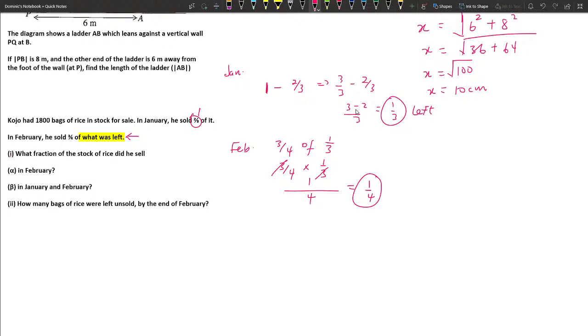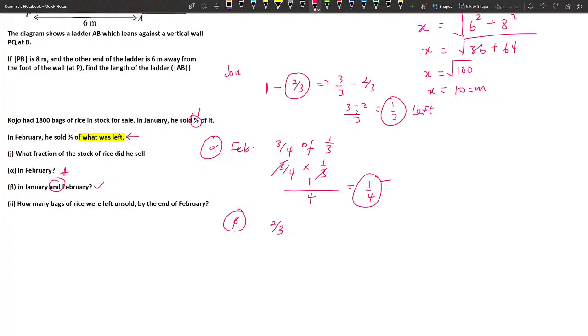Now they are saying we should find the fraction of what was sold in February. We've done that. The next one, they are saying that we should find the fraction of rice that was sold in January and February. You are joining the two. So this was what was sold in January, 2/3, and this was what was sold in February, 1/4. We are just going to add all that.